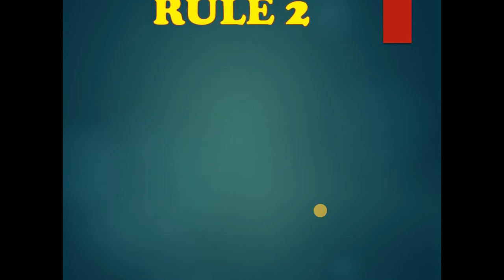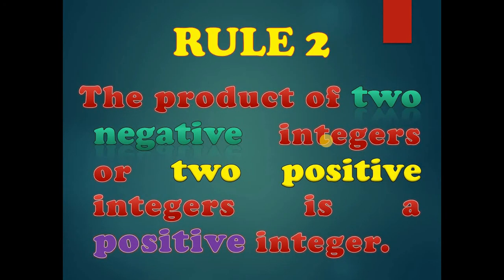So, rule number 2, the product of two negative integers or two positive integers is a positive integer. Okay, ang ibig sabihin, kapag nag-multiply tayo ng dalawang negative, the answer is positive. Kapag nag-multiply tayo ng dalawang positive, the answer is positive pa rin. Or, in short, when we multiply same sign, the answer is positive.